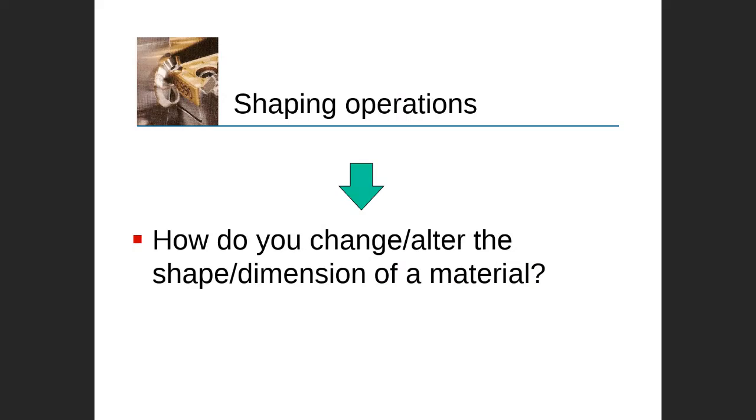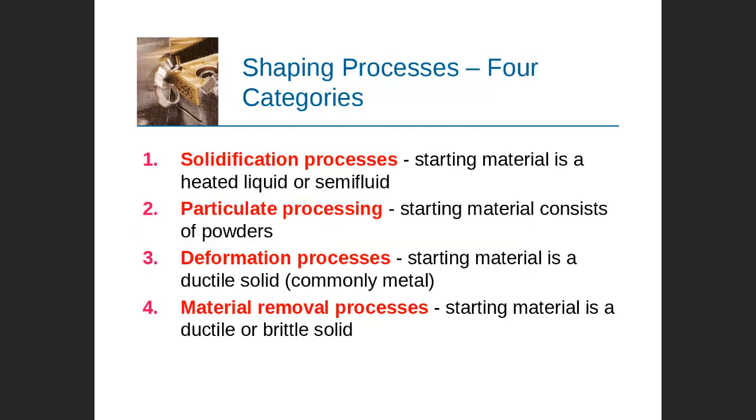Let's go through how to change geometry. When I say shaping, shaping is to change the geometry of the material. So these are the 4 items to change the shape, or change the geometry of the material: solidification process, particulate processing, deformation process, and material removal.